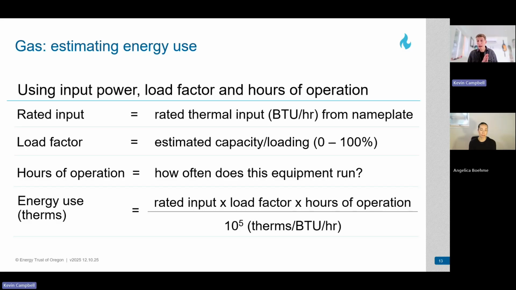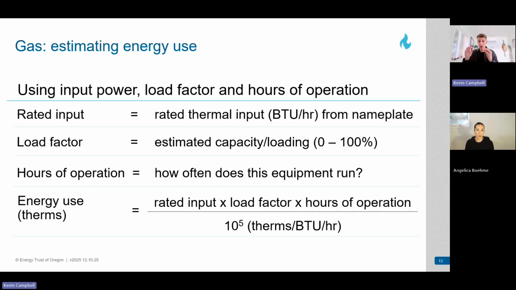And then the hours of operation, again, I said I'm turning that thing on October 1st and turning it off May 1st. We could pretty easily calculate the hours between those two dates. We can put that all together and say the energy use for my gas furnace is the rated input in BTUs per hour, times my load factor over whatever period of time I'm interested in, times my operating hours over that same period of time, and then divide by this conversion factor of 10 to the 5 therms per BTU per hour.